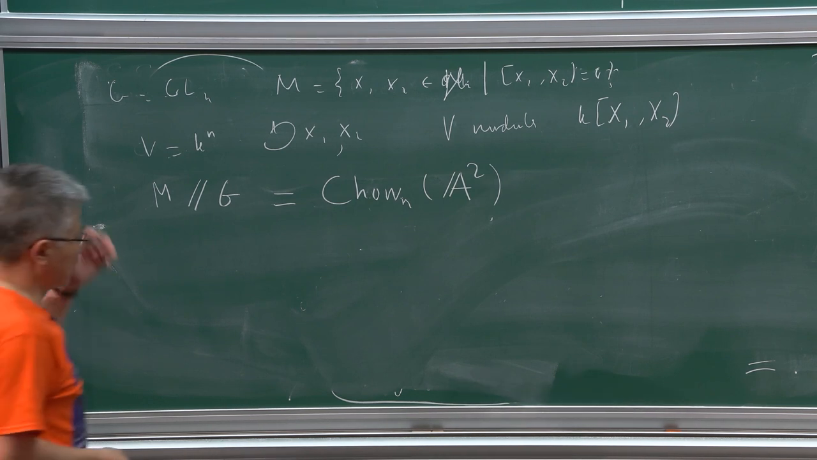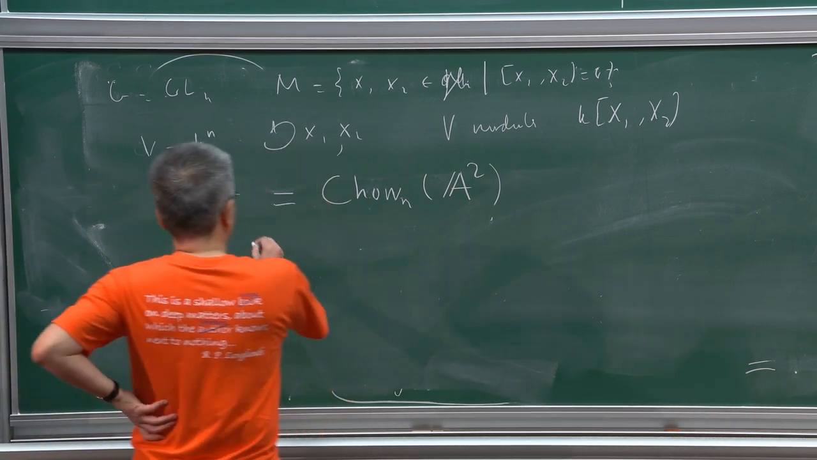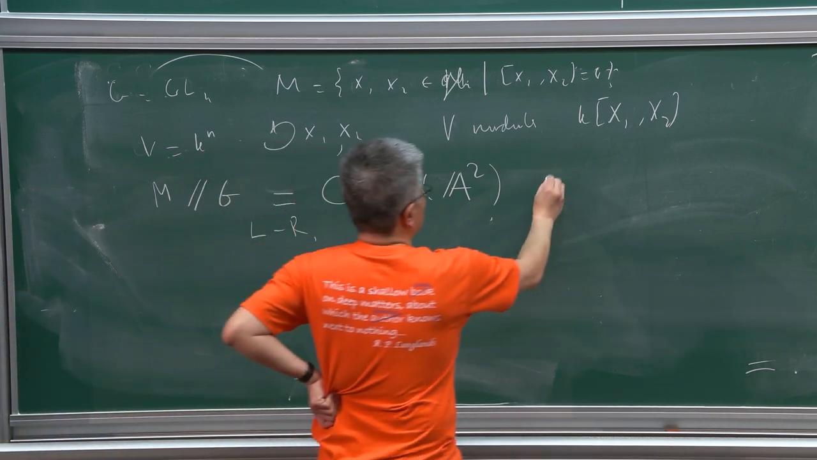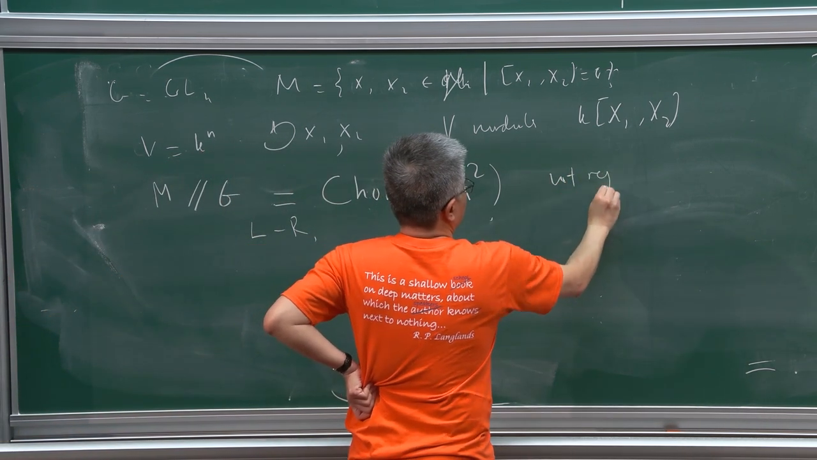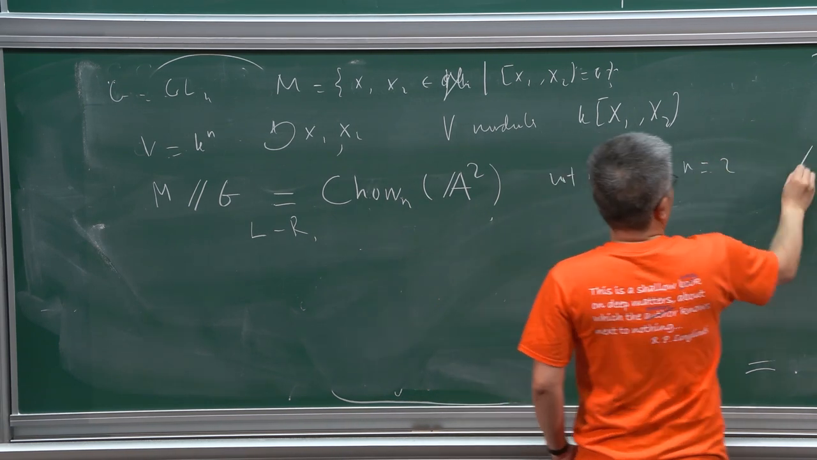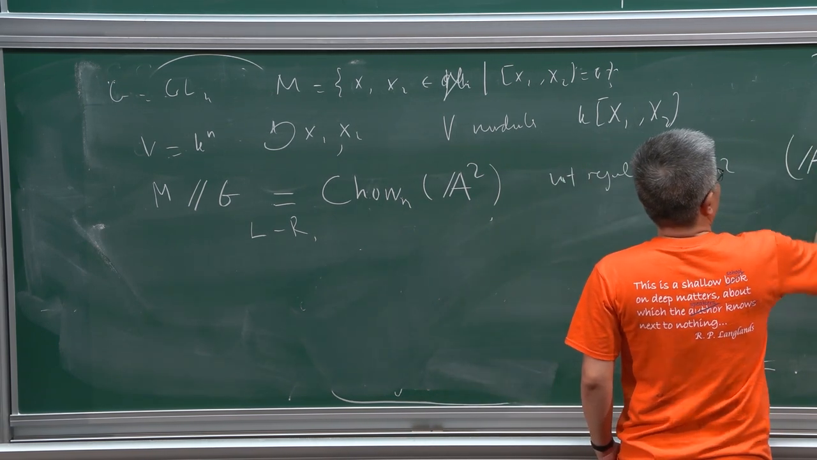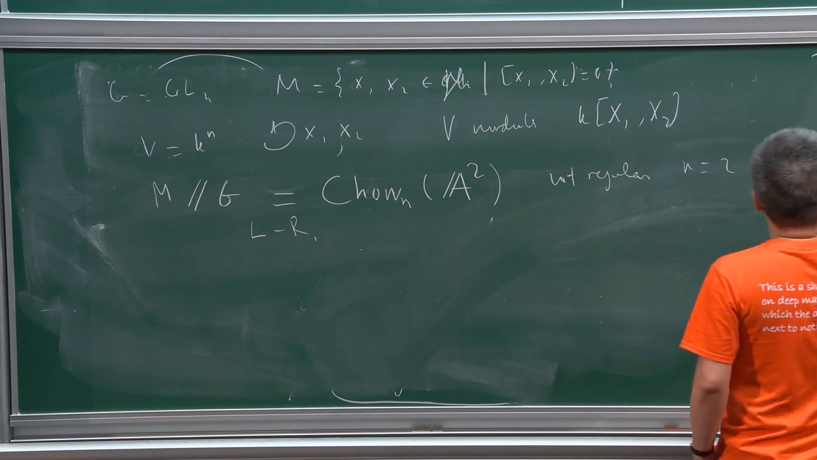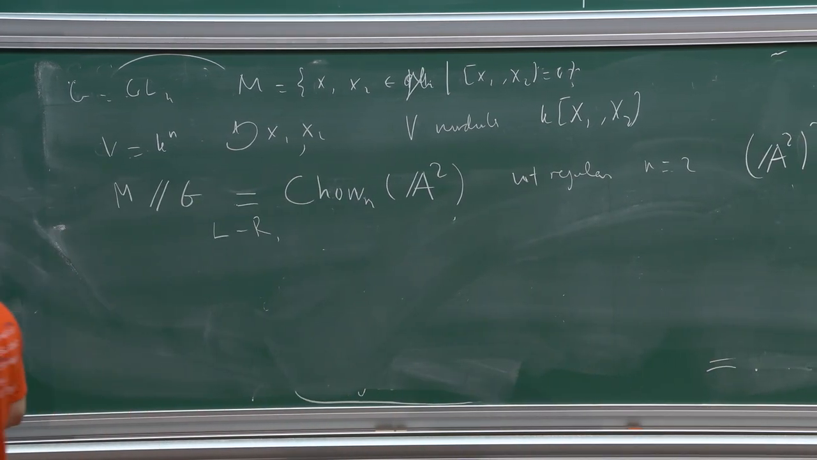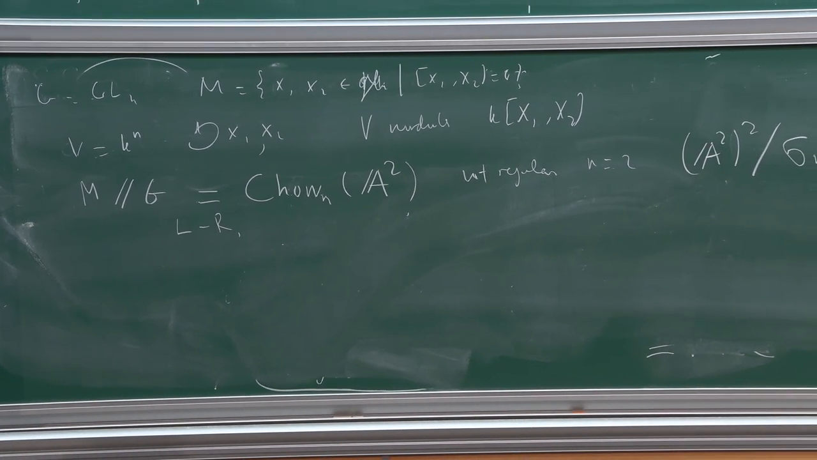And this is also particular to this. And this is not regular, right? Even in GL_n for n equal 2, you have A2 squared divided by S2, right? This creates some singularities in this.